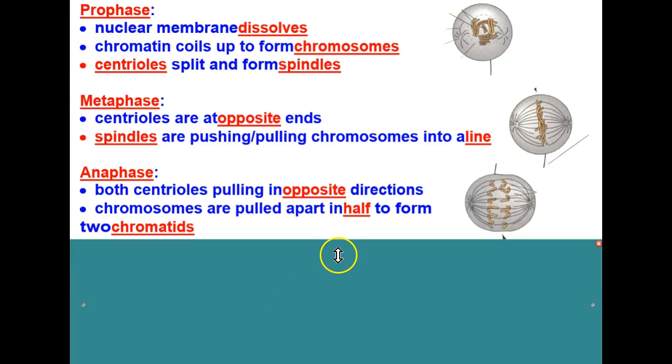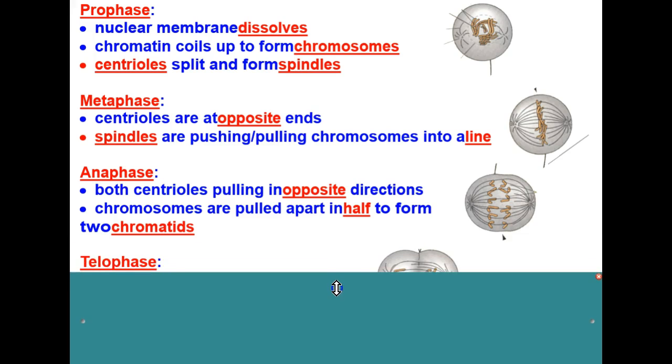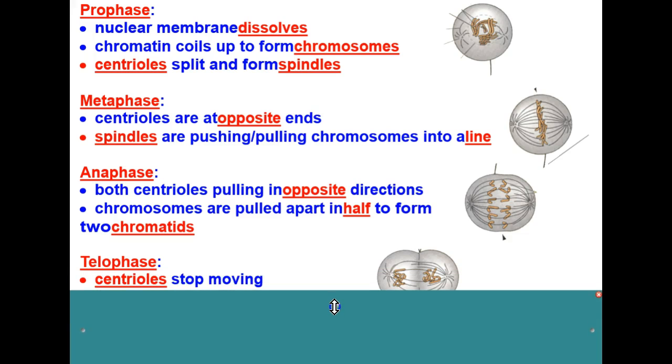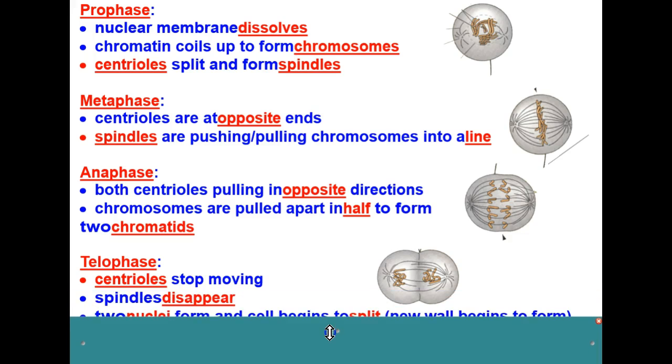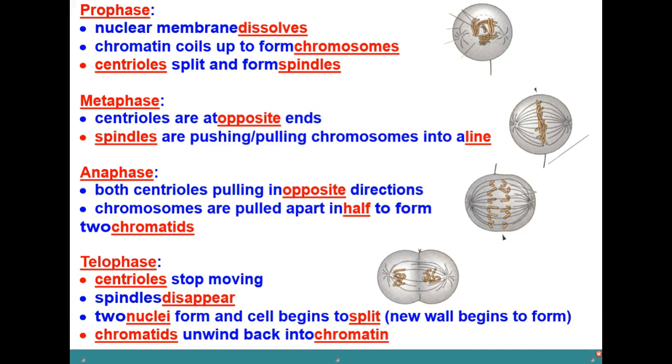Our fourth and final phase of mitosis is called telophase. In telophase, the centrioles stop moving and become inactive. The spindles disappear, disintegrate. Two nuclear membranes reform, and the chromatids unwind back into chromatin. Telophase is followed by the cytokinesis stage, in which the cell continues and splits all the way in half into 2 new daughter cells.